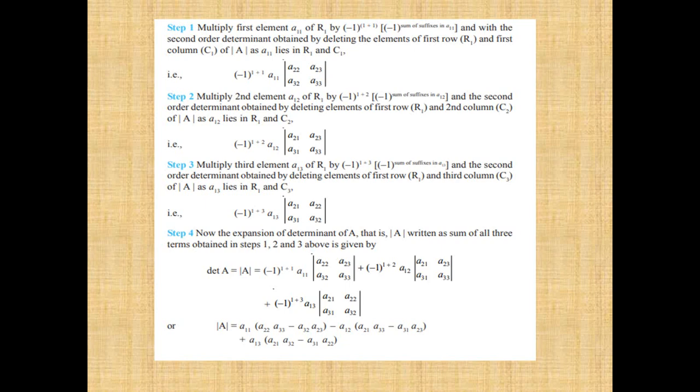Then in step 3, the element A13 is multiplied by minus 1 to the power 1 plus 3, and again I delete the first row and the third column, and the matrix that is left I multiply with it. Now I add all 3 steps, and the result will be the determinant of a matrix of order 3. Similarly, you can move with the second row or the third row, any one of the 6 ways. The final result is written over here. You can also directly learn the formula, but it is better that you understand and do it.